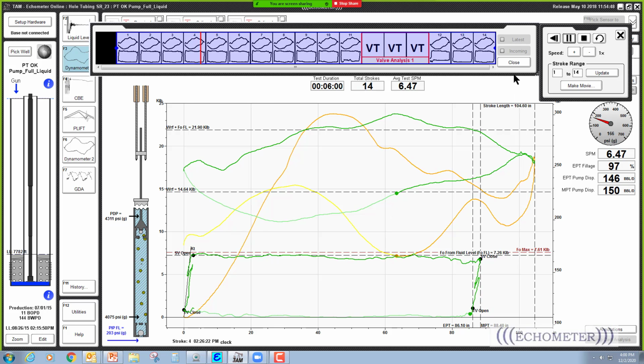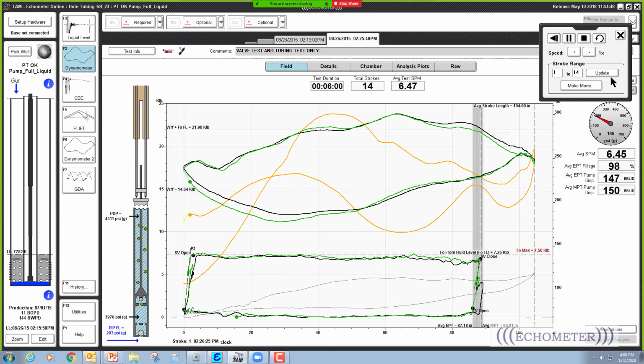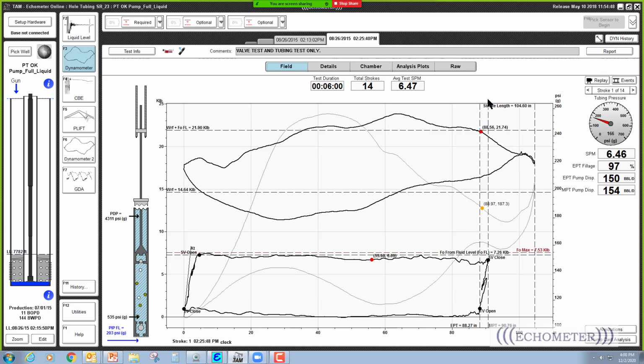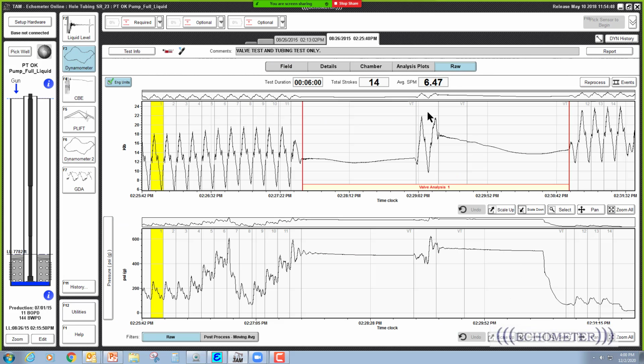Now, if we want to look at it in more detail, let's stop this and close this and go to the raw data tab and look at all the strokes and look at the pressure versus time. And so on the raw tab, we can select here pressure or whatever, but we don't want to plot position.